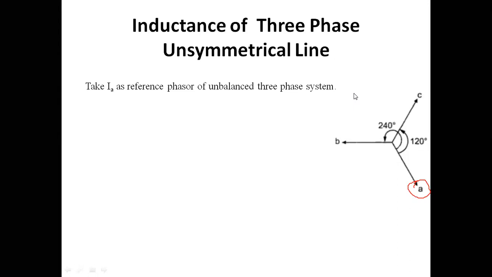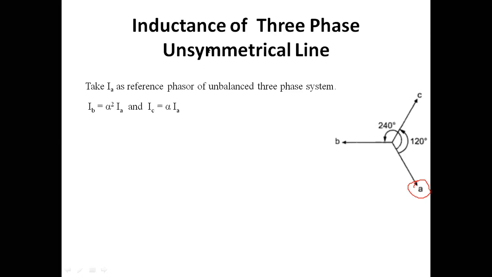After taking A as a reference for the balanced three-phase system, IB can be written as alpha square IA and IC equals alpha into IA. So this is the alpha operator we are using here.